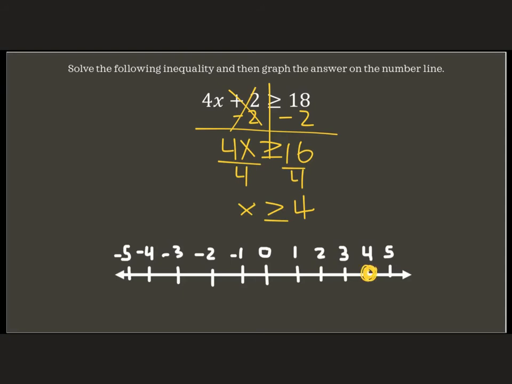So we need to show x is greater than or equal to positive 4. Go to positive 4, should be a closed circle going to the right. So closed circle, arrow pointing to the right.